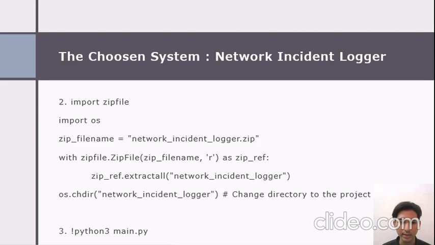The second one is the import zipfile code. You can see the code there. It will unzip the project folder. And the one below is the python3 main.py code. It will run the main Python file. The main Python file is main.py.